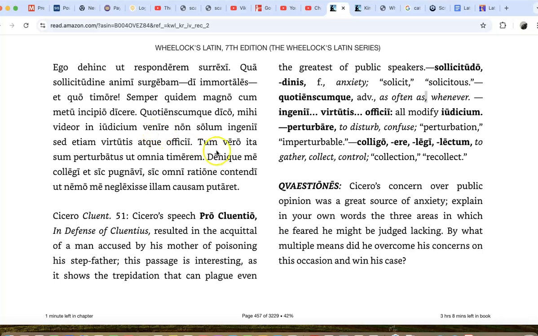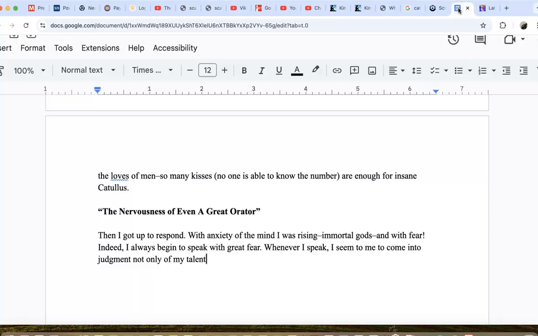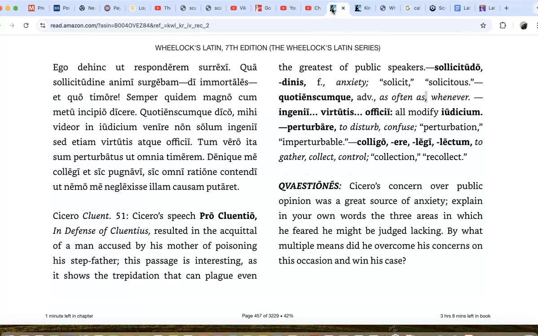So he thinks he's being judged not only about his talent, but also literally of my virtue and also my duty. Not only, okay, so sed etiam means but also.